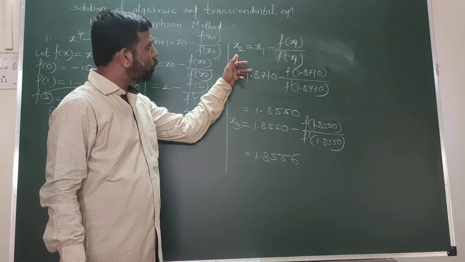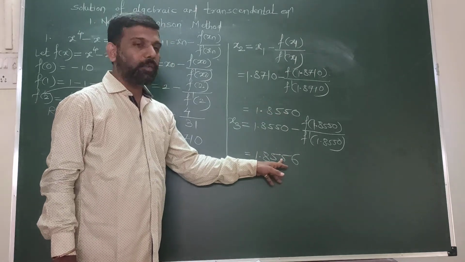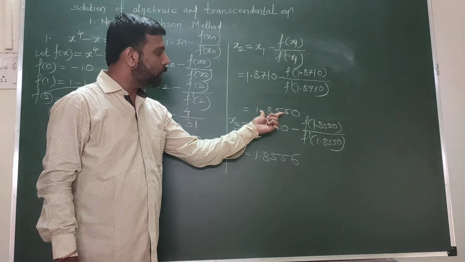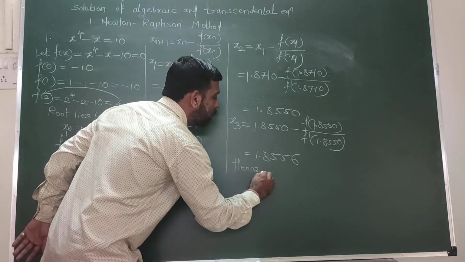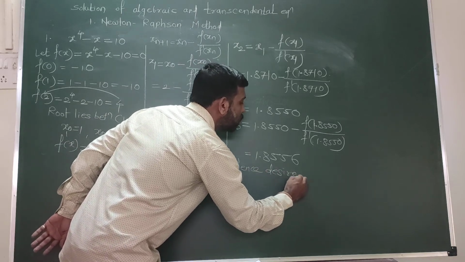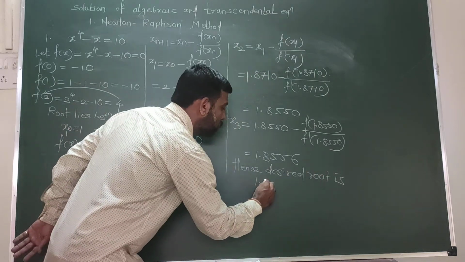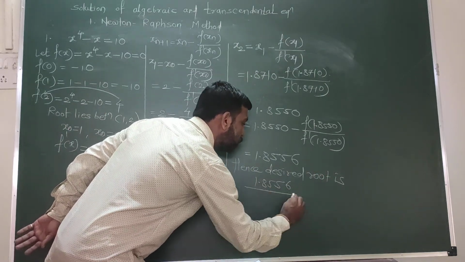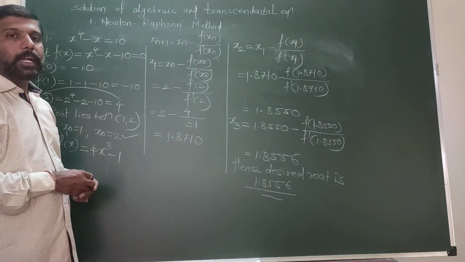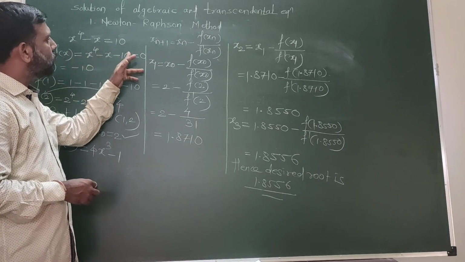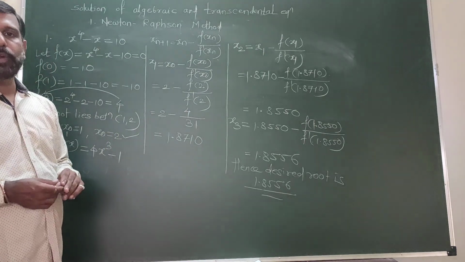Now compare these two approximations, x2 and x3. See here, up to 3 decimal places our value is correct. We have corrected up to 3 decimal places. Hence we can claim the desired root is this. So this is one of the roots of the given polynomial x to the power 4 minus x minus 10 equals 0. So this is a simple discussion of the Newton-Raphson method.